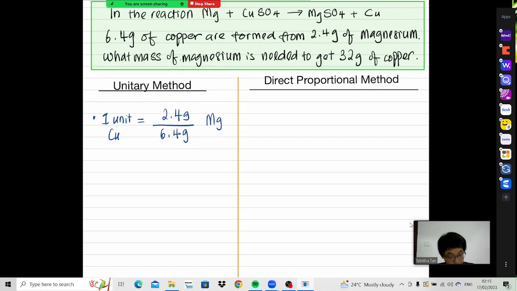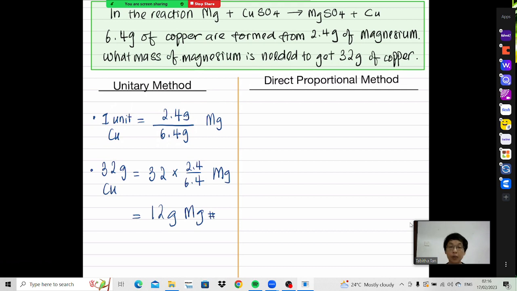Okay, so now one unit of copper, 1 gram of copper, producing this much of magnesium. So now you want to collect 32 gram of copper. Therefore, you take 32 multiply 2.4 divide 6.4, let's say 32 times 2.4 divide 6.4. My calculator will tell me 12 gram of magnesium. Okay, this is unitary method.